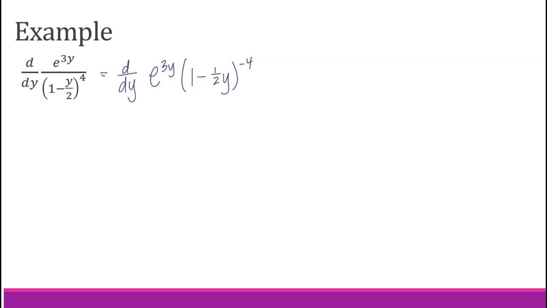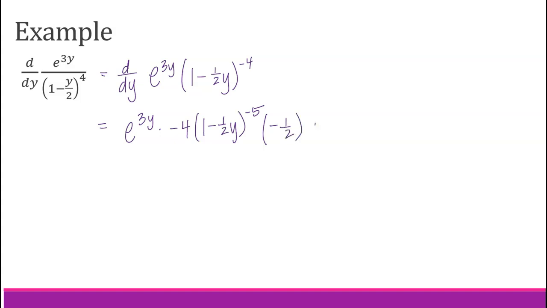So let's do that. Let's go ahead and leave the first function alone, e to the 3y, times the derivative of the second. Now this is a power rule. We'll bring that negative 4 to the front. We'll leave the inside the same, 1 minus 1/2 y, to the negative 5th, so we're going to subtract 1 from the exponent, times the derivative of the inside. So the derivative of 1 minus 1/2 y, that's just negative 1/2.